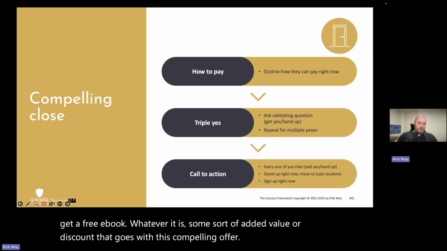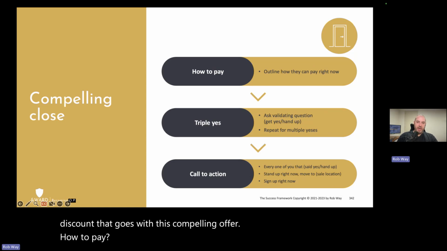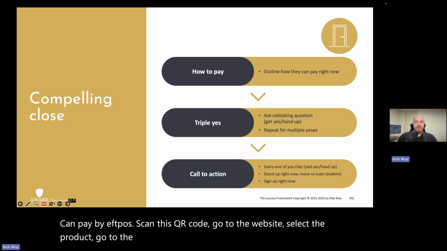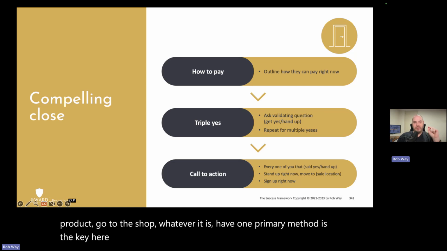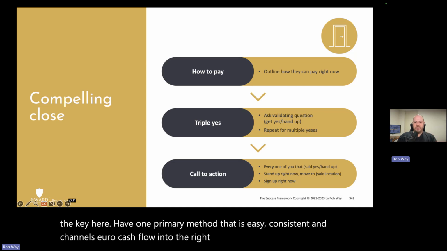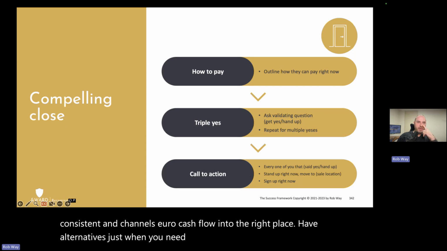How to pay? Can pay by FPOS, scan this QR code, go to the website, select the product, go to the shop, whatever it is. Have one primary method is the key here. Have one primary method that is easy, consistent, and channels your cash flow into the right place. Have alternatives just when you need them.